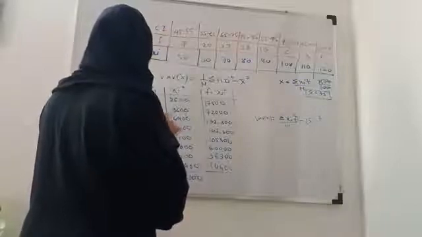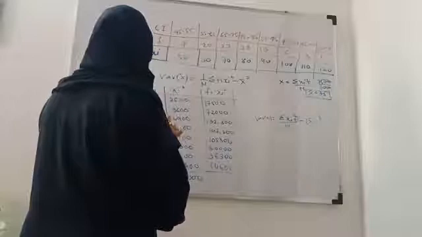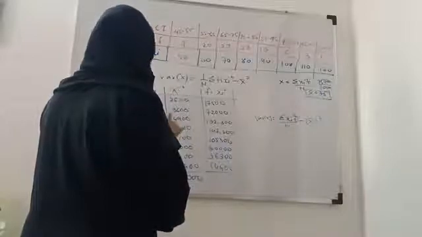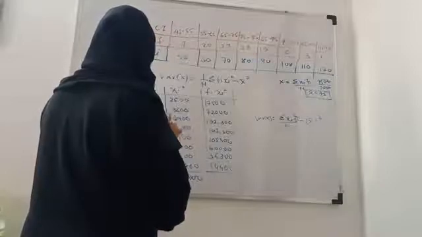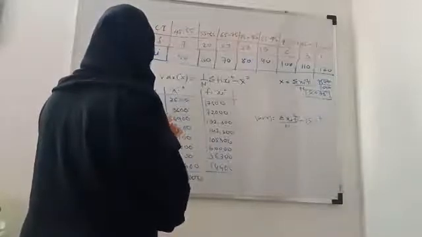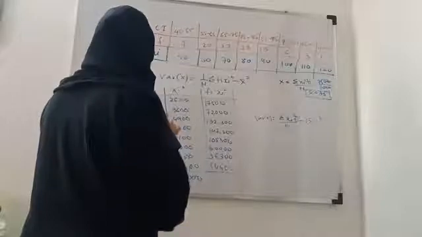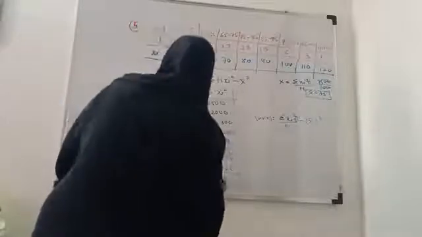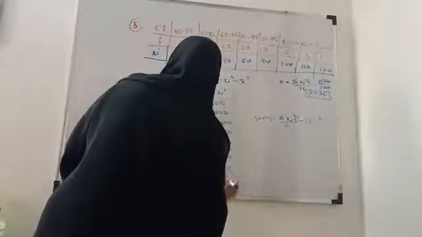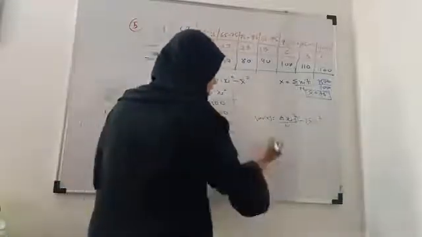17500 plus 72000 plus 132300 plus 147200 plus 105300 plus 60,000 plus 36300 plus 14400. That gives 585123. Okay, now we will put this entry in the formula.